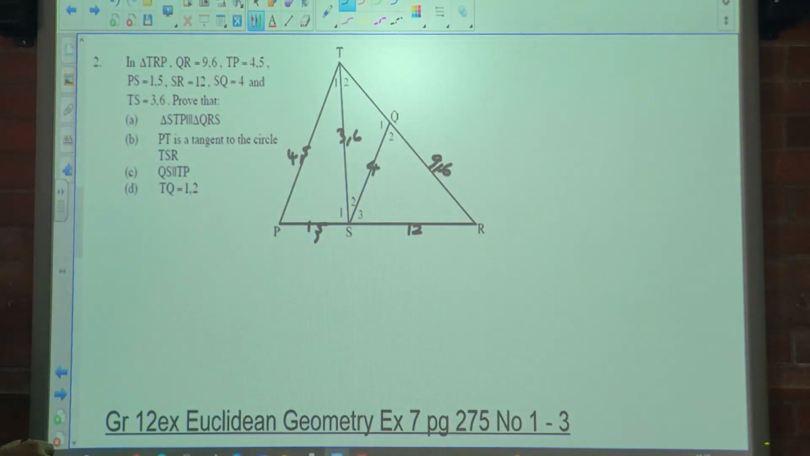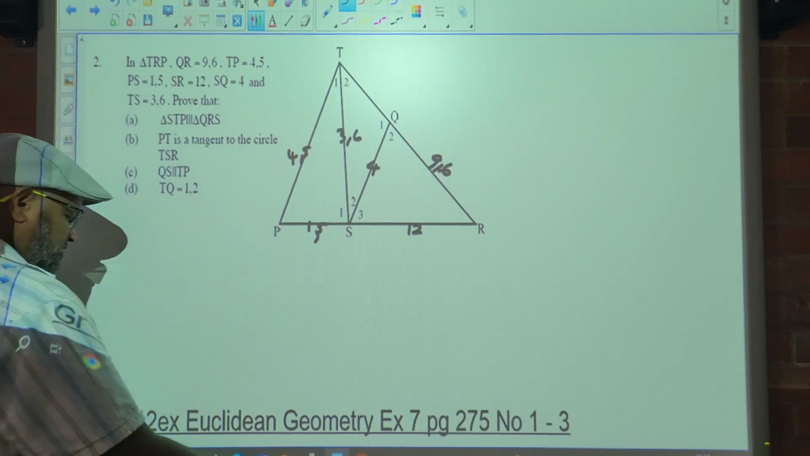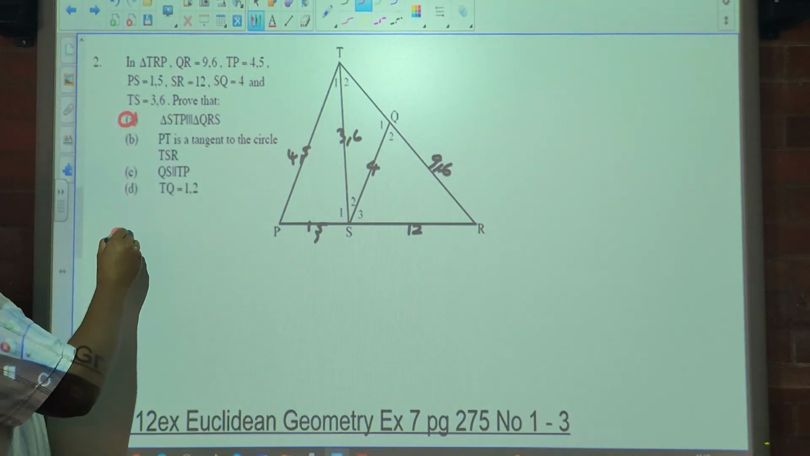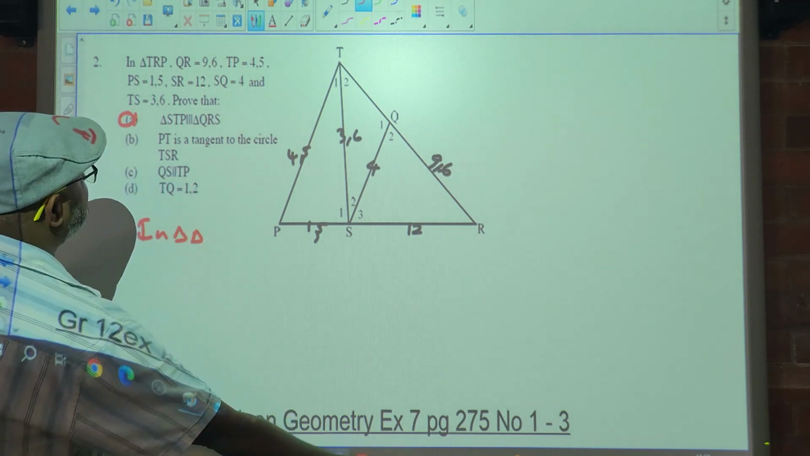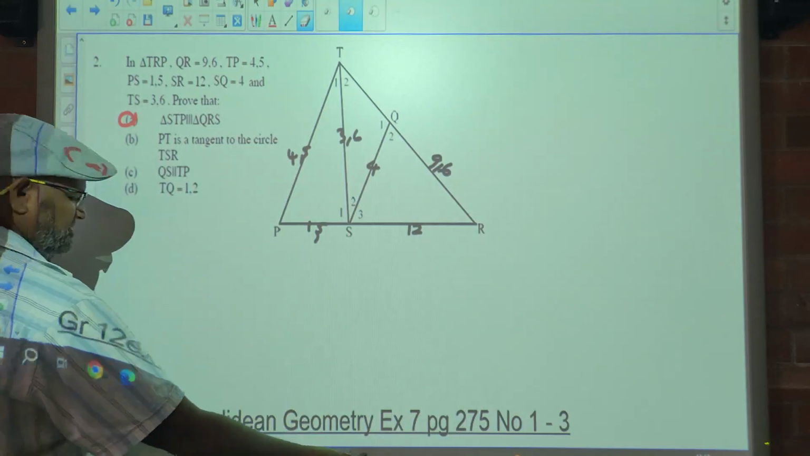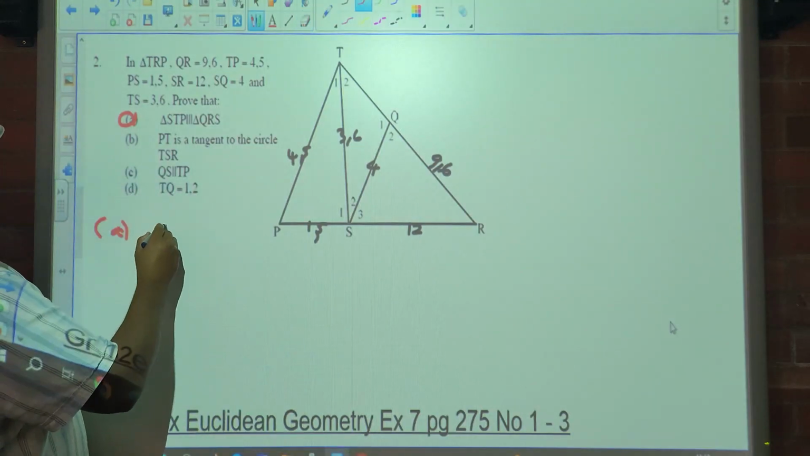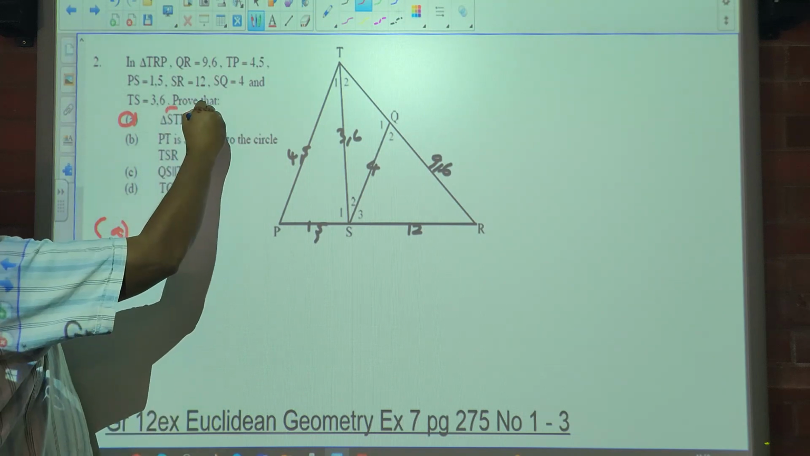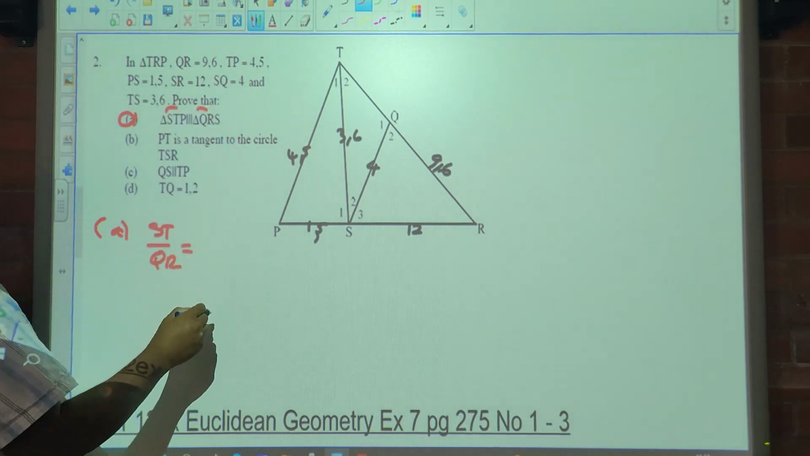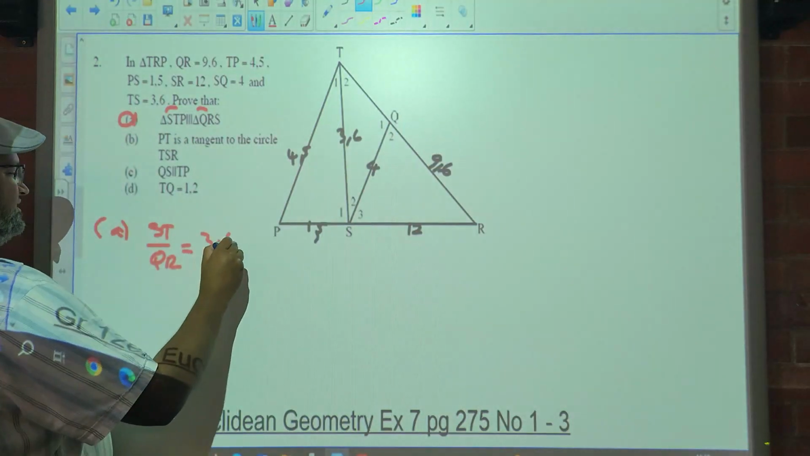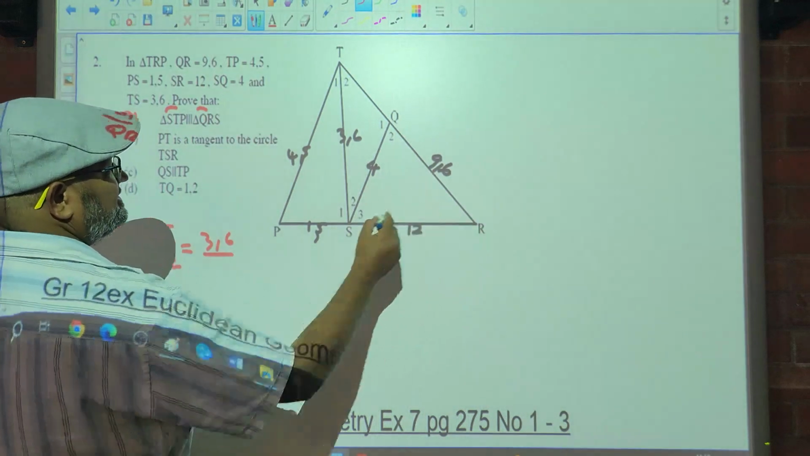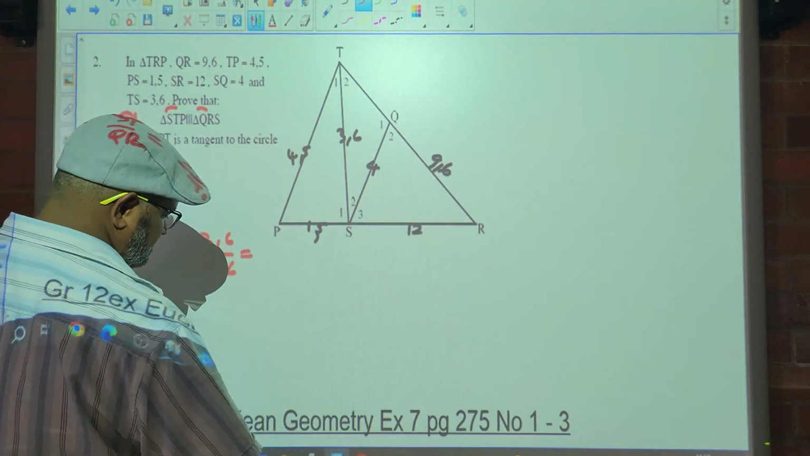Prove that. Again, we've got a lot of lengths, so we're going to prove that the sides are in proportion, of course. Not so? So where do we start? We say in triangle SPT. Okay, we don't have to sit. Alright, so what did we say? ST over QR is equal to. So ST is 3.6 over QR, 9.6. And that is equal to?